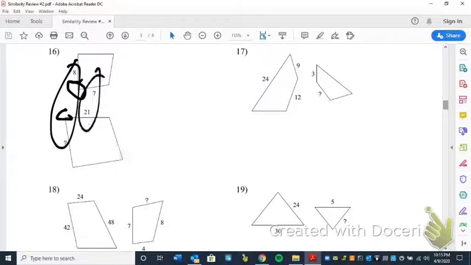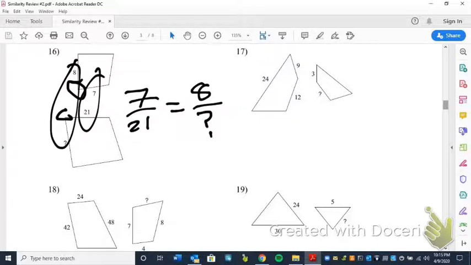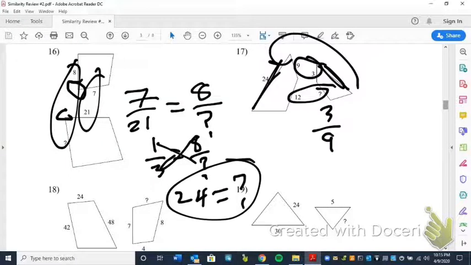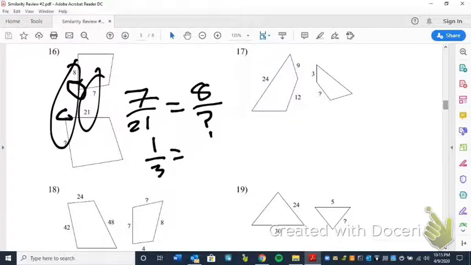So we go, okay, the ratio of 7 to 21 has to be the same as 8 to the question mark. There is nothing wrong if I decide to cross multiply at this point. I could go 8 times 21 is 168, and 168 divided by 7 would give me the answer. But I'm going to reduce 7 over 21 to 1/3. That gives me 1/3 equals 8 over question mark.